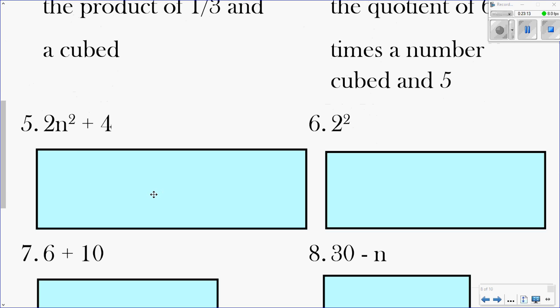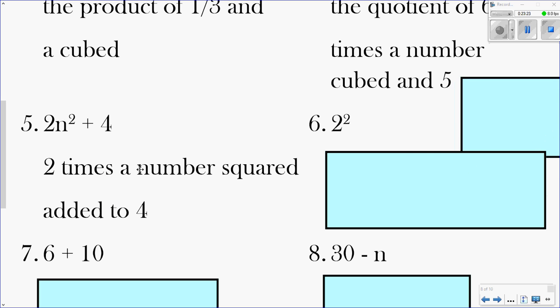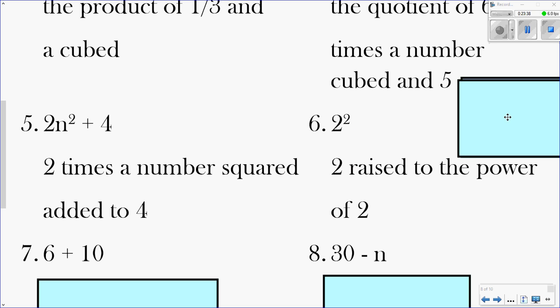For the next one, we have 2 terms. They're being added to each other, but these 2 are being multiplied to each other. So we can write 2 times the number squared added to 4. Added means what it is. You're adding. This one is a power, so that number is being raised to the power of 2. You could also say squared.